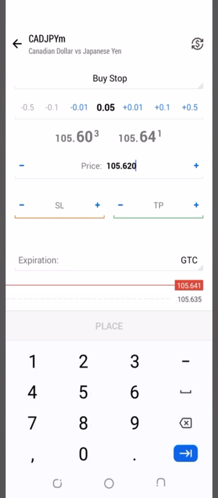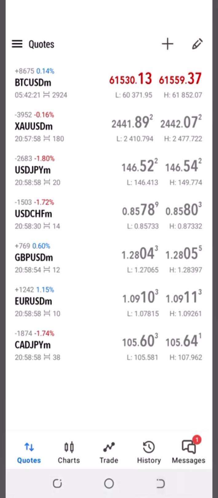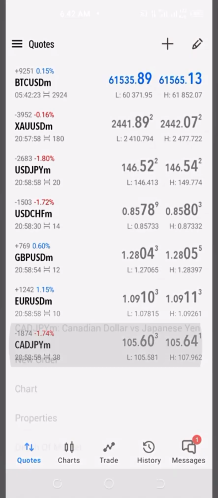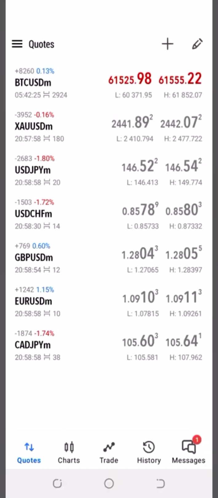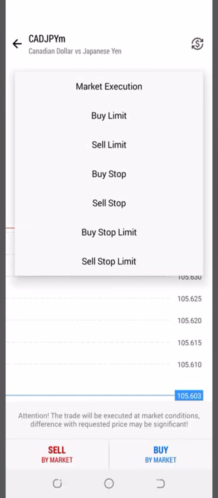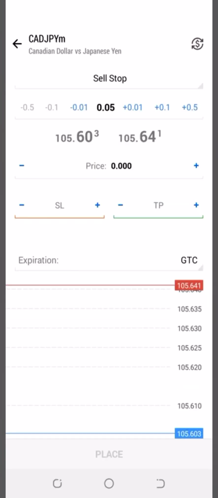Okay, so I'm going to place it somewhere above the current market price, and the trade is activated when the price reaches the point where I placed my order. Okay, and then for a sell stop, which we can find still in the same area. Still, let me open the card JPY order sell stop. Yes, so the same thing.